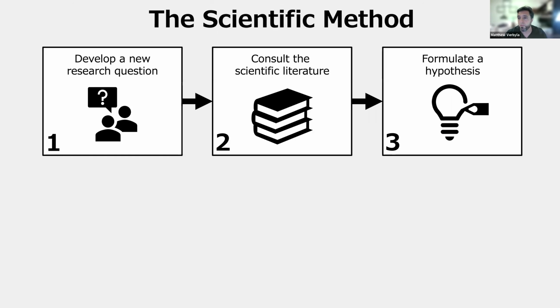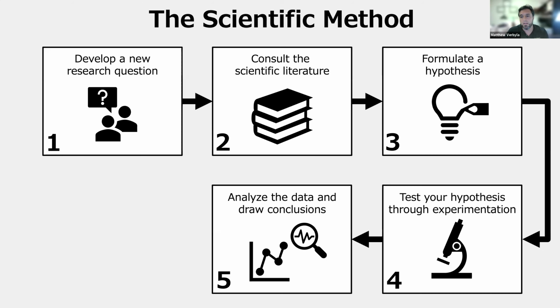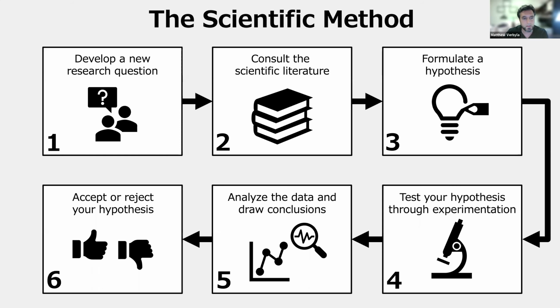Step number 3 is to formulate a hypothesis. After reading the literature, after thinking about the question, you come up with a hypothesis. I think this is happening because of this, right? Then the next step is to test your hypothesis through experimentation, right? So is this really the cause of why this other thing is happening? Let's test it, right? Then we collect data, we analyze the data and draw conclusions, which lead us to either accept or reject our original hypothesis.